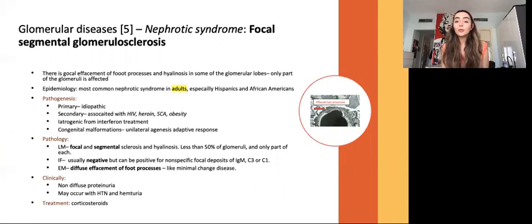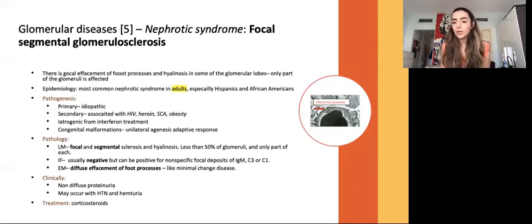So this is glomerulosclerosis, which is scarring of the glomerulus that affects segmentally, only affecting part of the nephrons, and focally, only affecting some nephrons. There is effacement of the foot processes and hyalinosis in some of the glomerular lobes, but only part of it is affected, right? This is the most common one in adults. It occurs due to unknown mechanisms.